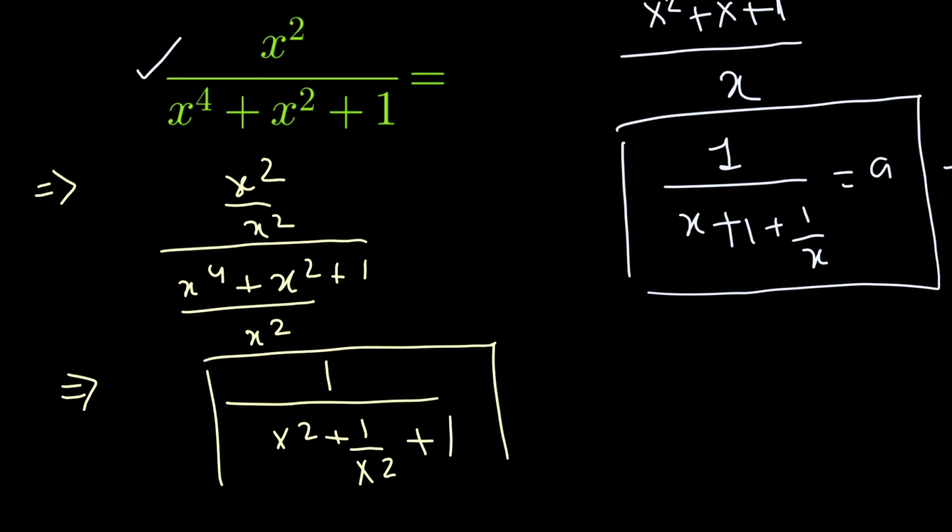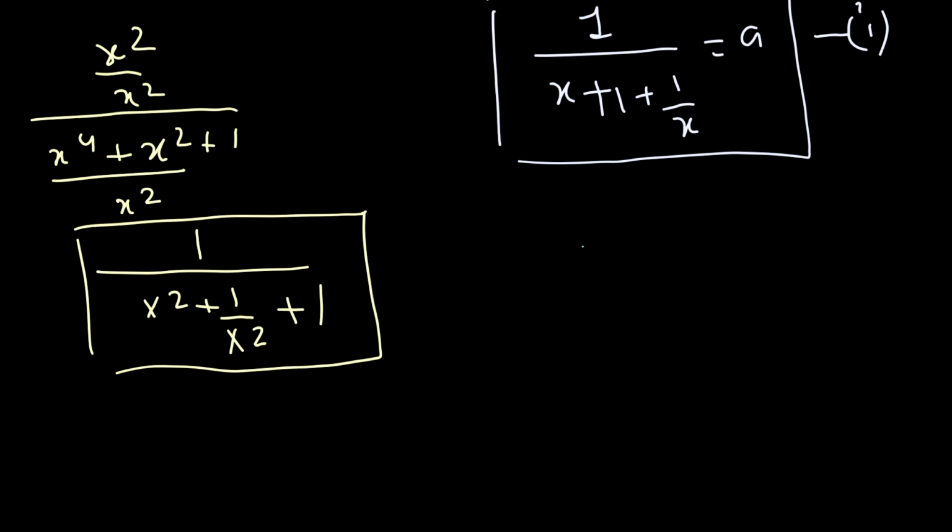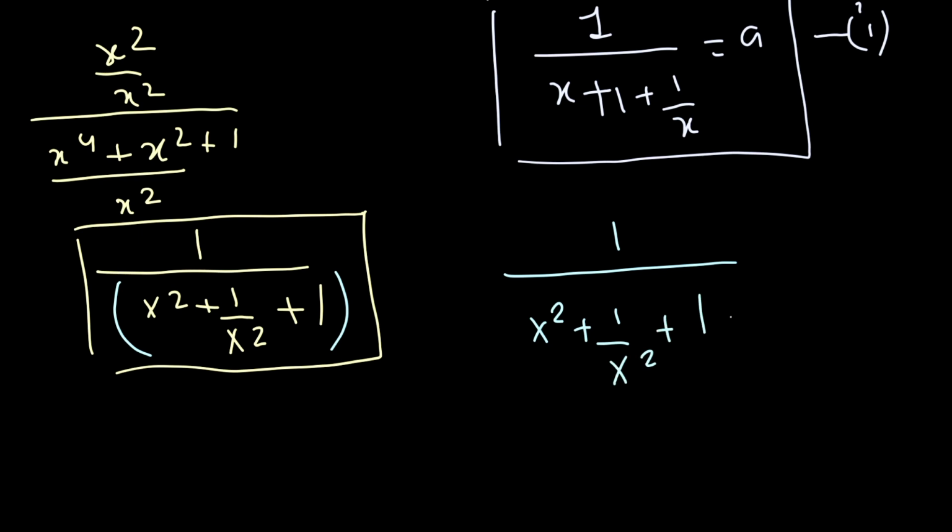Okay. Now here comes the question. What is the next step? So the next step is ultimately dependent upon our observation. If we observe carefully, this particular denominator can be further modified. All you have to do is take the denominator x square plus 1 upon x square plus 1, and in this denominator you have to simply add 1 and subtract 1.